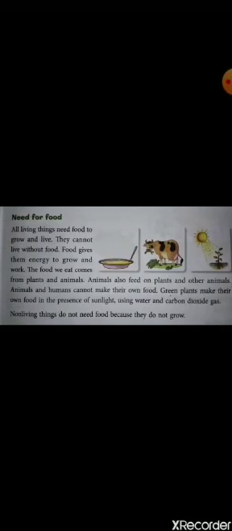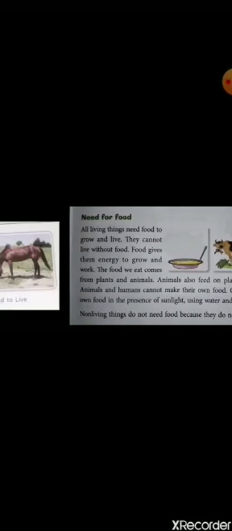Our next point is need for food. All living things need food. Food gives them energy. Energy to grow and work. Animals and humans cannot make their own food. The food we eat comes from plants and animals. Animals also feed on plants and other animals.